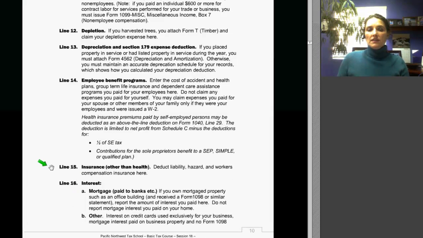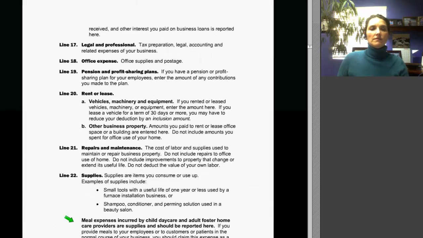Insurance other than health insurance. Deduct liability, hazard, and workers' compensation insurance here. Line 16, interest. A, mortgages paid to banks, etc. If you own mortgaged property such as an office building and received a Form 1098 or similar statement, report the amount of interest you paid here. Do not report mortgage interest you paid on your home, however. Or B, other. Interest on credit cards used exclusively by your business, mortgage interest paid on business property where no Form 1098 was issued, as well as any other interest you paid on business loans is reported on this line.